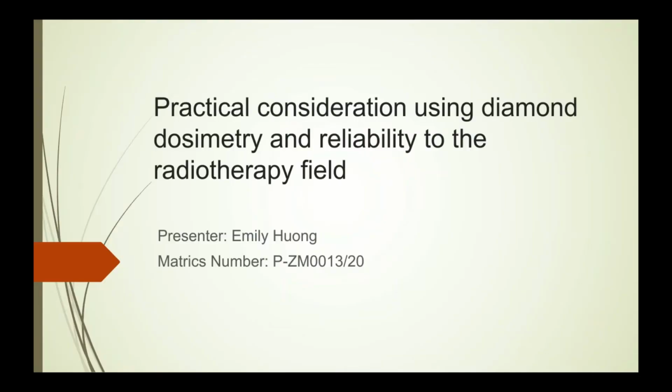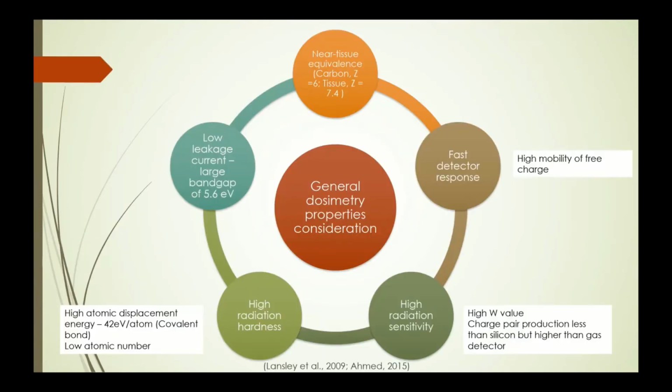Let's get into the practical considerations of using diamond dosimetry and its reliability in the radiotherapy field. First, we have to consider the positive dosimetry properties of diamond and whether diamond is a reliable material to be used in a radiation detector. On the top, we see diamond is near tissue equivalent, where carbon in diamond has an atomic number of 6, which is rather close to tissue's atomic number of 7.4.